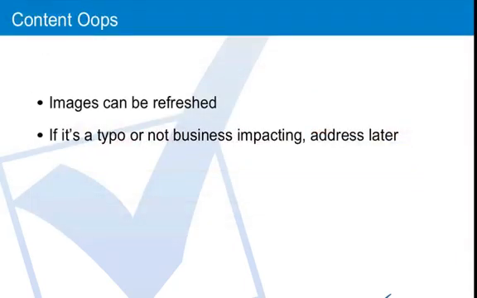Now, if the content of your email has some issues, there's a couple things you can do as well. Again, if the wrong image is in your email, images can be refreshed. And again, just like with the links, you might want to only send a follow-up email to the people who've opened the email and not necessarily your entire list.